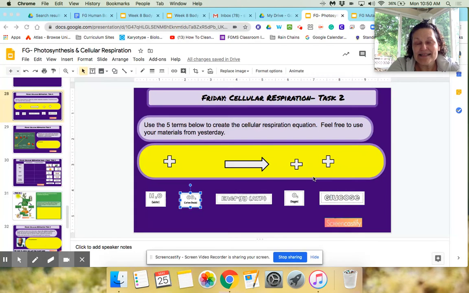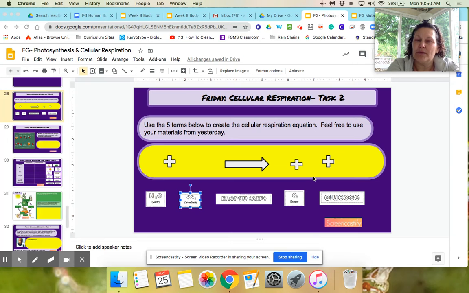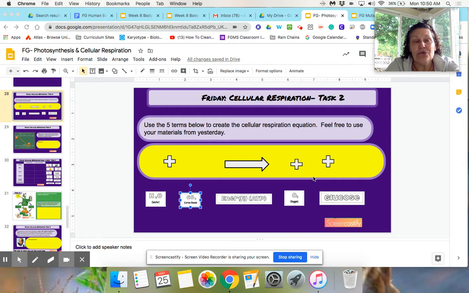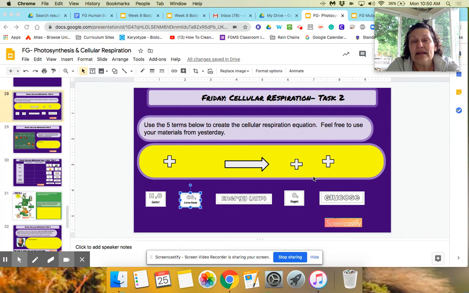So now this next set of slides is going to be about cellular respiration and what products are given off, what things are taken in as reactants. I'm going to go through these slides one at a time. Now do them and then I want you to look at the Screencastify. That's why I'm making them.